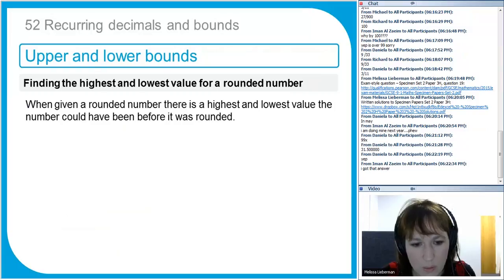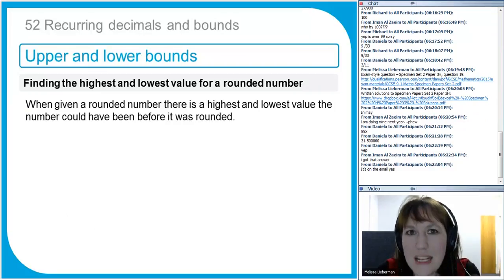So if you want to go back and look at the lesson where I first introduced upper and lower limits and bounds, oh, I don't have a link here. Not to worry, I sent it out this morning, I can't remember which lesson it was. It was one that I did on rounding and approximation in Unit 2, but I don't have a link to the actual lesson.